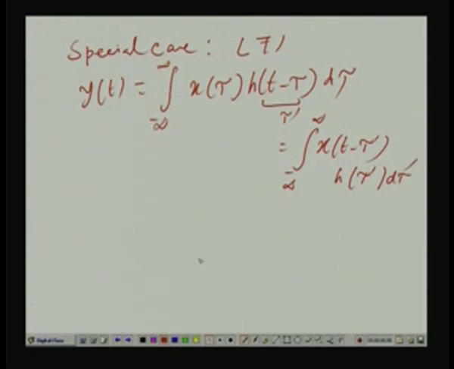I repeat again, if you replace t minus tau by tau prime, so d tau prime is minus d tau. So d tau is minus d tau prime, so a minus is coming. Then look at the limits, tau becoming minus infinity means tau prime plus infinity. So plus infinity to minus infinity, reverse the limits, minus infinity to plus infinity, so another minus sign. So two minuses cancel each other and you get back this relation. At no point in carrying out with tau prime, you can again bring back your good old tau.